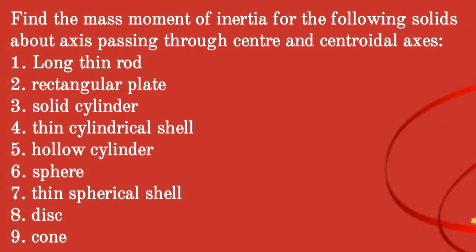Find the mass moment of inertia for the following solids about the axis passing through center as well as centroidal axis. First, long thin rod. Second, rectangular plate. Third, solid cylinder. Fourth, cylindrical shell. Fifth, hollow cylinder. Sixth, sphere. Seventh, thin spherical shell. Eighth, disc. Ninth, cone.